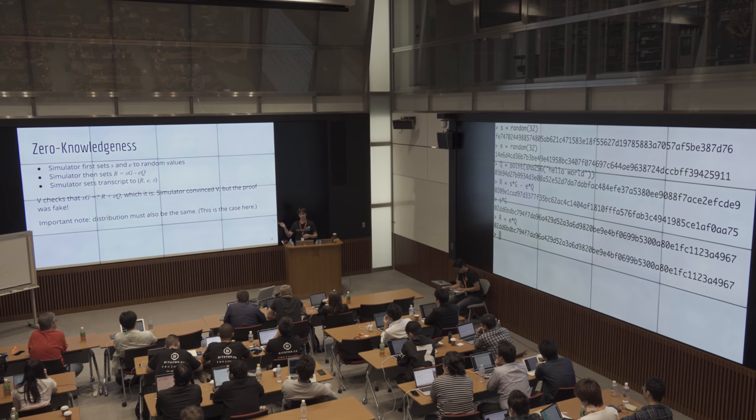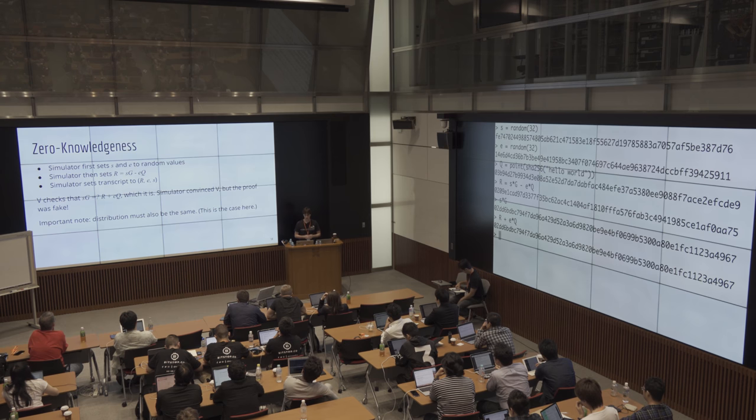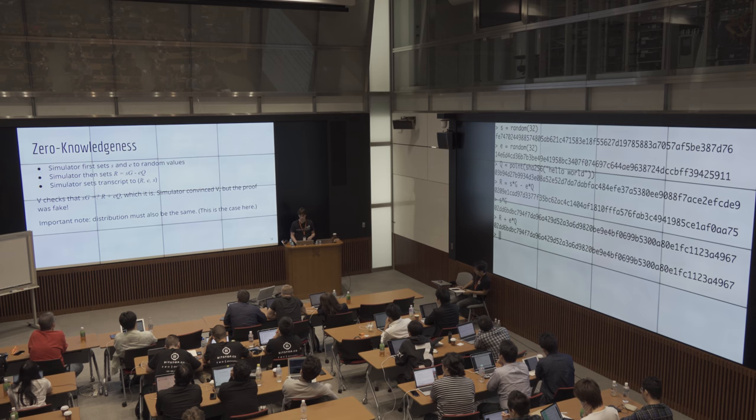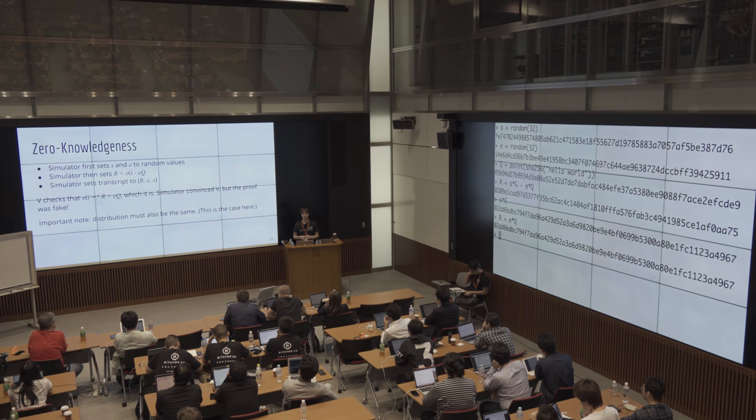There's a slight note about the distribution here. Don't really have to care about that. But there's a caveat, so don't run out and start creating zero knowledge proofs without knowing that part. But anyway, okay, so zero knowledgeness and completeness. Any questions about zero knowledgeness or completeness? Okay.